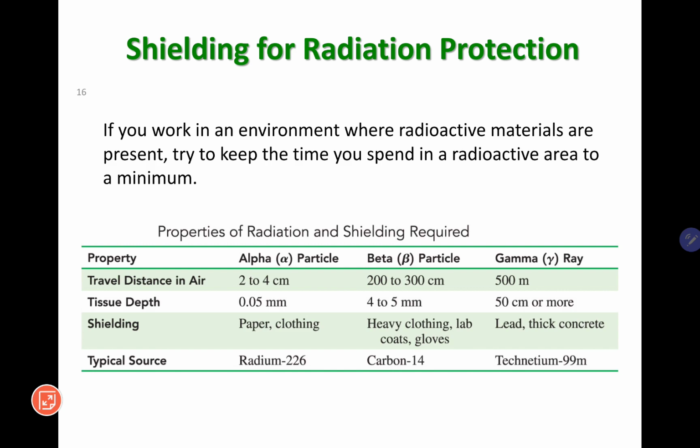And beta particles, of course, have a 200 to 300 centimeter travel distance, which means like 2 to 3 yards, or 2 to 3 meters, of course.